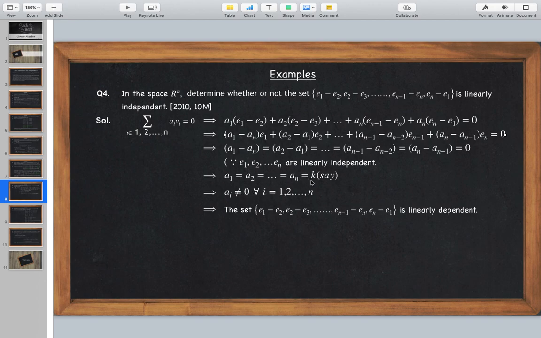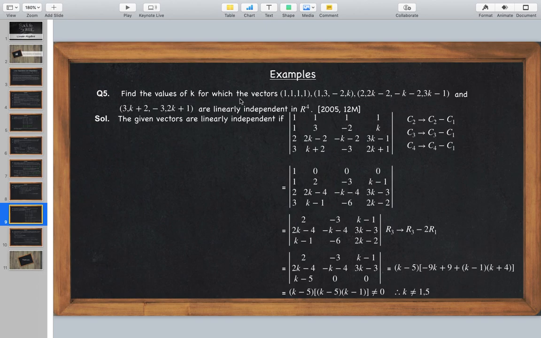So this means that they are not necessarily equal to 0. They could be any constant. That doesn't mean it is essentially equal to 0. It might be 0, might not be 0. So this means that the set is linearly dependent, because the summation ai vi equals 0 does not imply that ai equals 0. Okay, so therefore the set is linearly dependent.